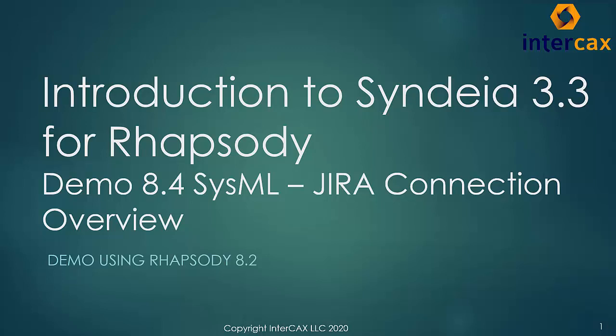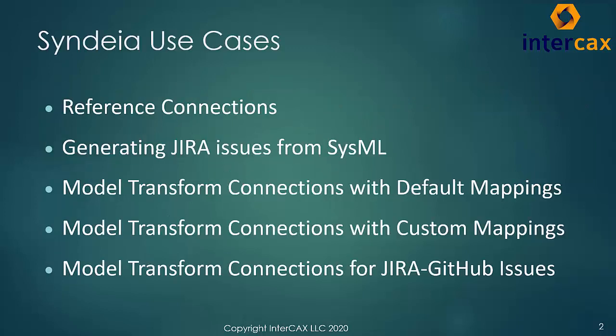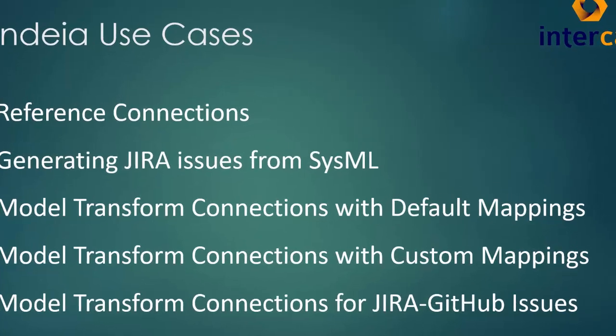The popularity of JIRA for project management has led to Syndeia supporting a variety of use cases. In this video, we will provide a brief overview of those cases supported in Syndeia 3.3. These are reference connections, generating JIRA issues from SysML, model transform connections with default mappings, model transform connections with custom mappings, and model transform connections for JIRA GitHub Issues, a special case.